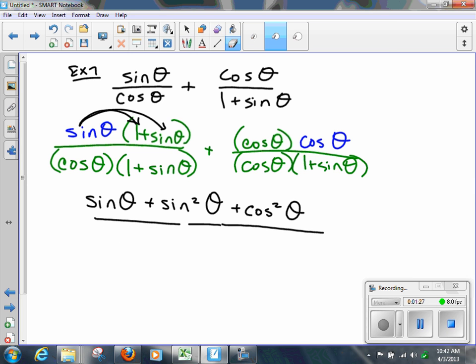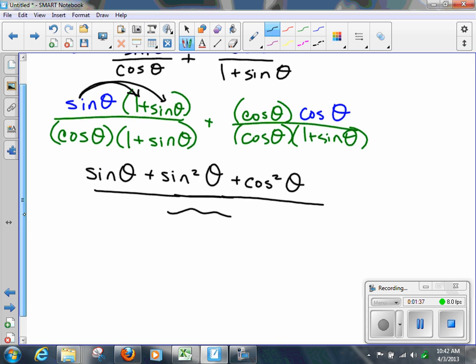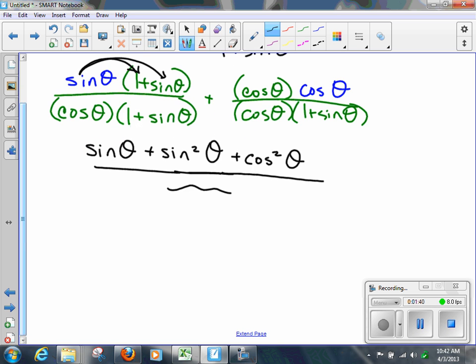All right, so I'm going to look at this. All right, and it's over that same denominator, right? Cosine theta times 1 plus sine theta. Y'all with me? What now? Is there anything there? I've told you that when you see those squared terms, you need to immediately look at what? You need to look at your card.